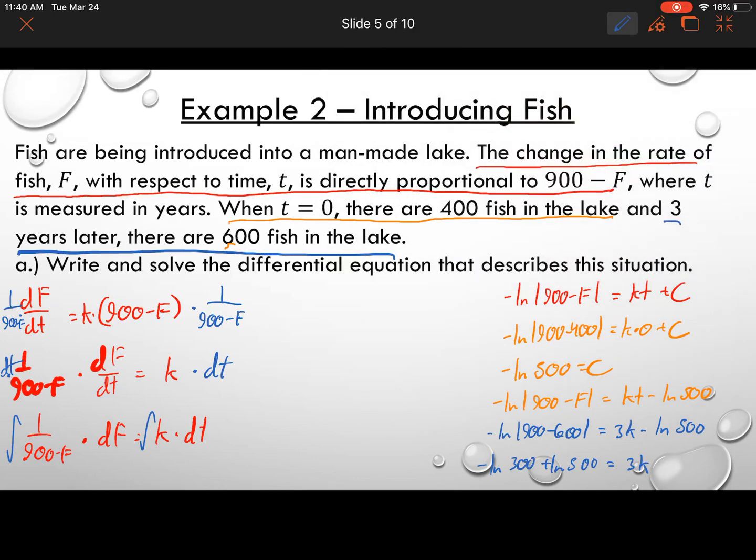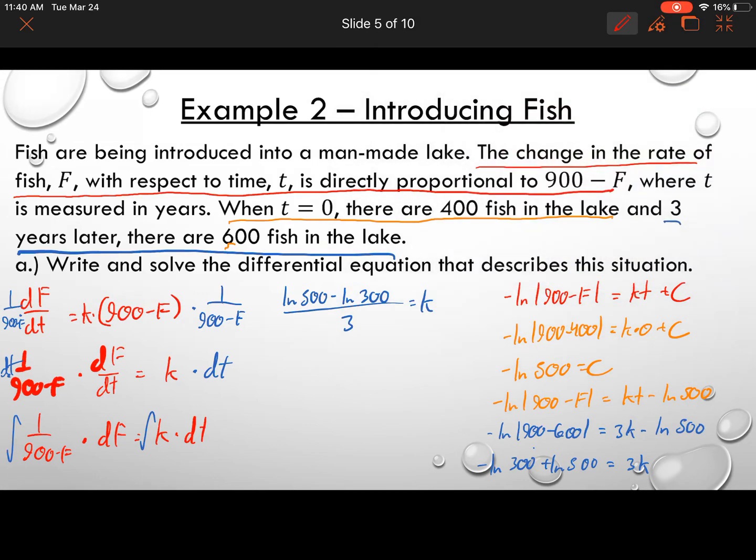And we get (natural log of 500 minus natural log of 300) over 3 is equal to k. Once again, I am not approximating that. That's going to be the exact answer. You only want to approximate your final answer.